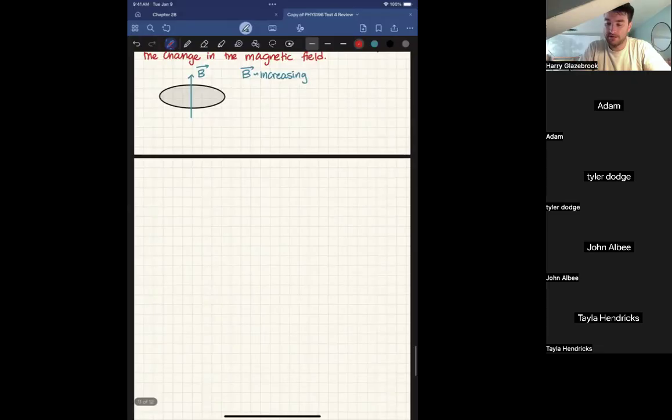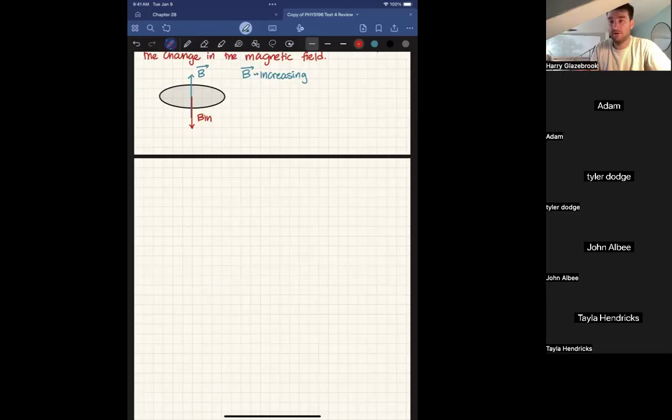So if this external magnetic field is increasing, we want to basically take magnetic field away. So in this case, I do want my magnetic field to point downward, my induced magnetic field, which I'll call B induced. Once you have the direction of your induced magnetic field, then you can find the direction of your current.